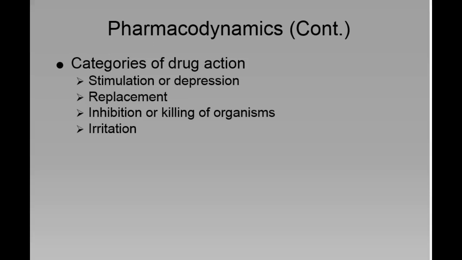As we continue to look at pharmacodynamics, we'll look at several different categories of drug action. The four categories of drug action include stimulation or depression, replacement, inhibition or killing of organisms, and irritation. In drug action that stimulates, the rate of cell activity or the secretion from a gland increases. In drug action that depresses, cell activity and function of a specific organ are reduced. Replacement drugs such as insulin replace essential body components or compounds.